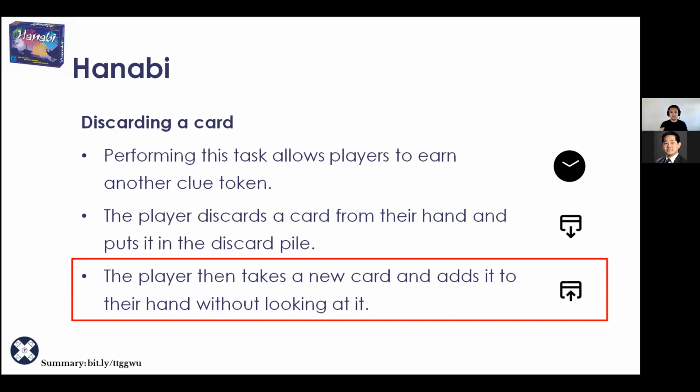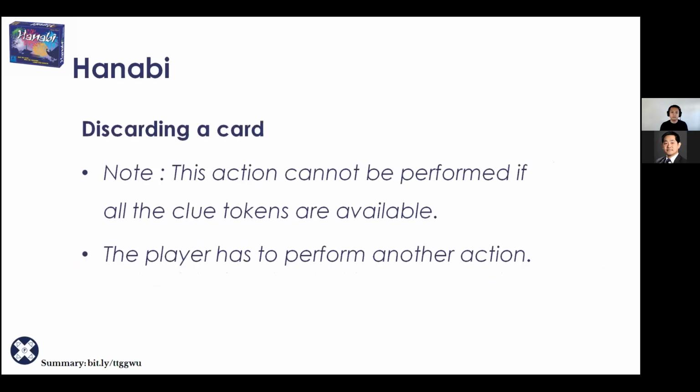So you're going to select the card from your hand. You may not need it anymore based on what your teammates have told you. You're going to put it in the discard pile. You're going to put a clue token back in the common supply. And then you're going to draw back up from the deck a new card.